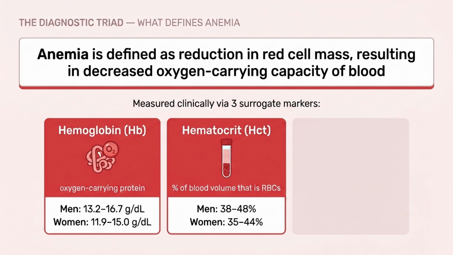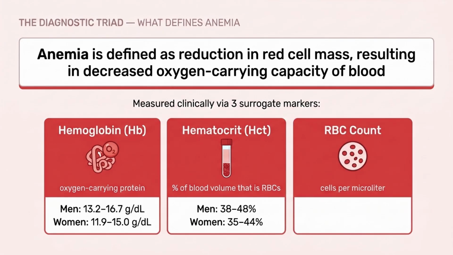And finally, we have RBC count. This is simply the number of red blood cells per microliter of the blood. It's around 4.2 to 5.6 million per microliter in men and 3.8 to 5 million in women. So these are the three parameters we commonly look at when assessing anemia.